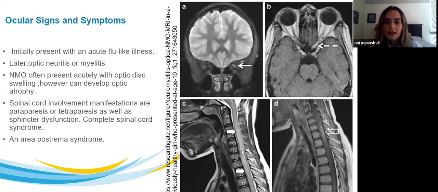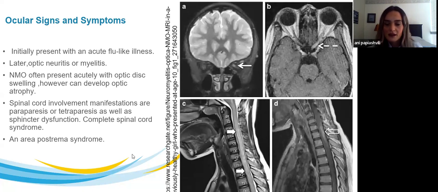It is another difference with MS, because we know that MS is characterized by discontinuous damage of the spinal cord, and we should see discontinuous hyperintensity on the MRI picture, for example. But in NMOSD, it is longitudinal, as we can see here, right? Now, this spinal cord involvement appears as a complete spinal cord syndrome, and the patient has motor dysfunction, also autonomic dysfunction, like sphincter dysfunction and so on, and also sensory loss.